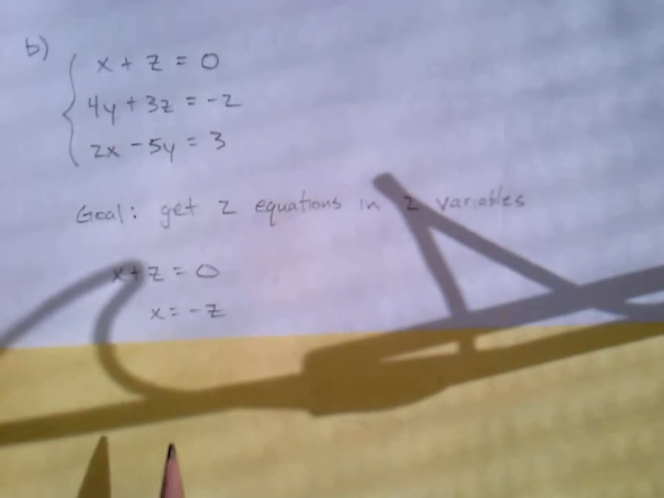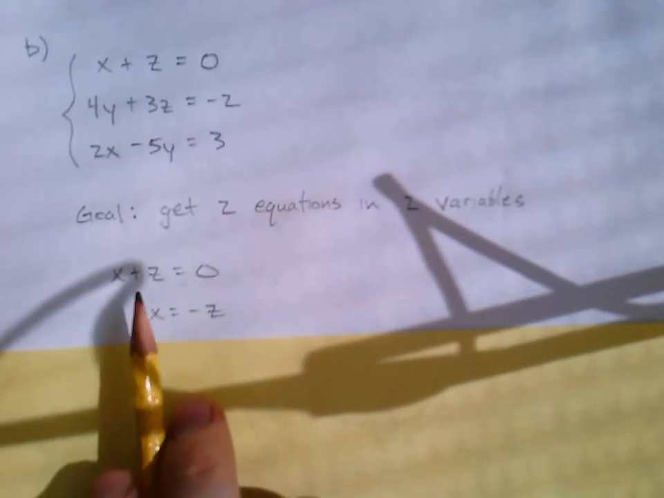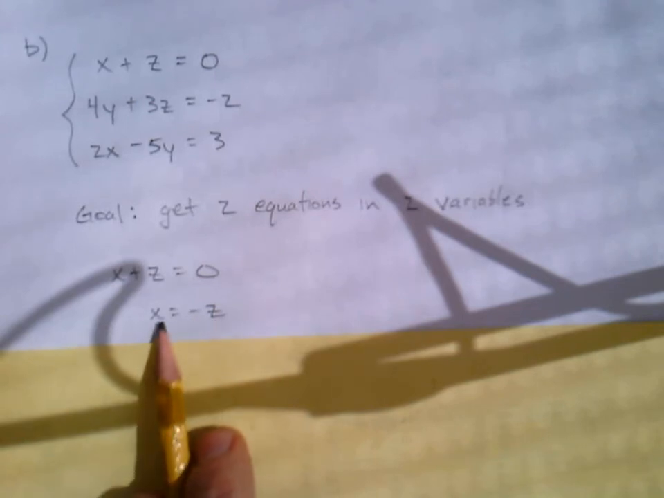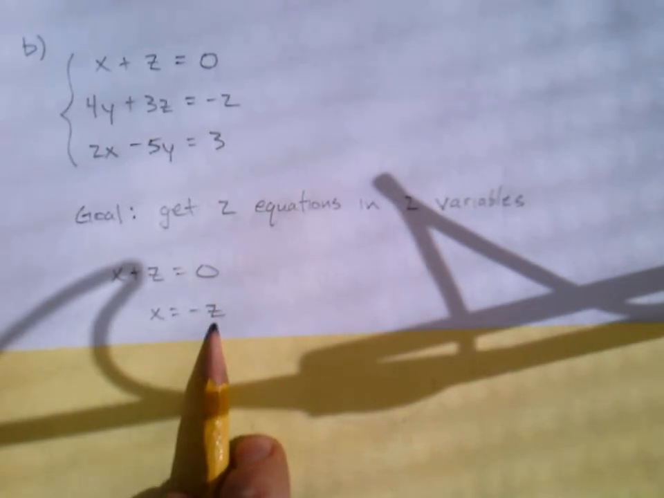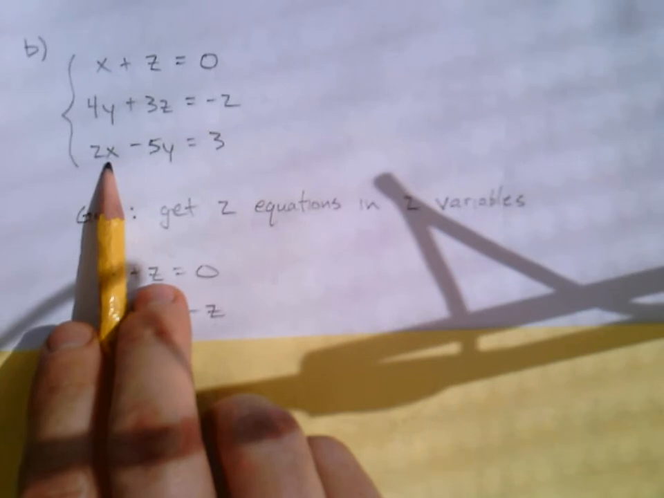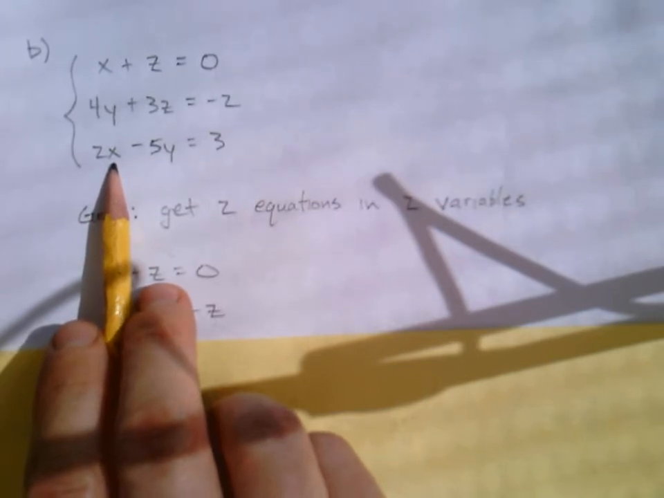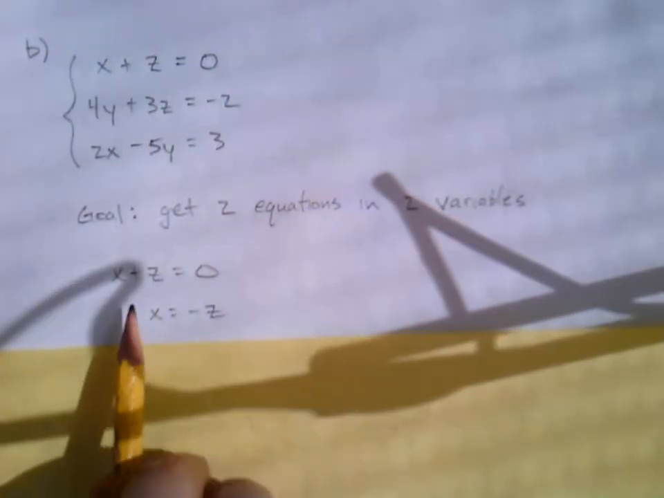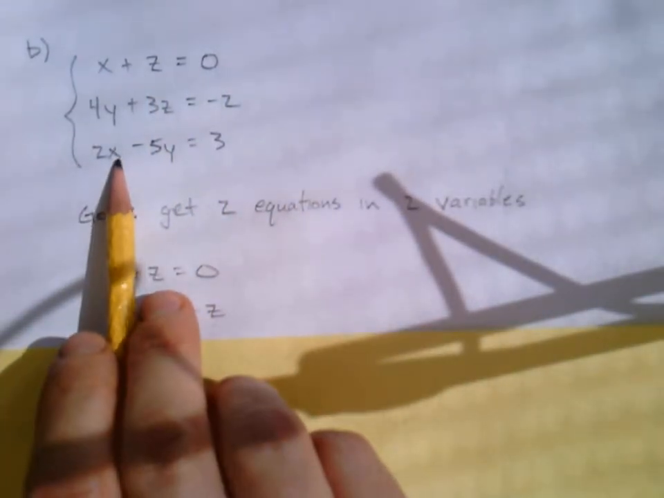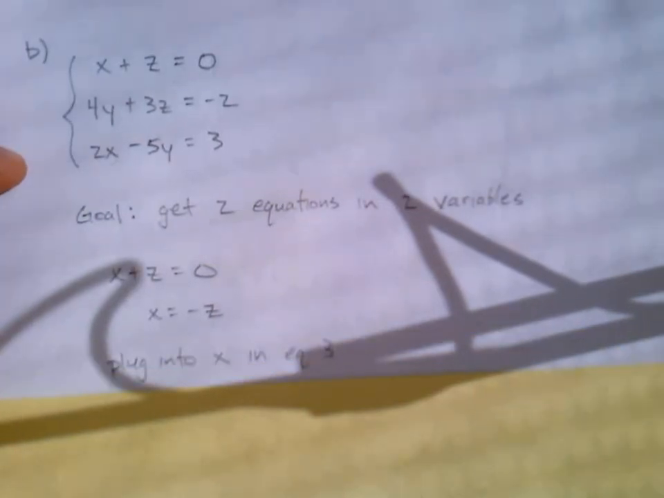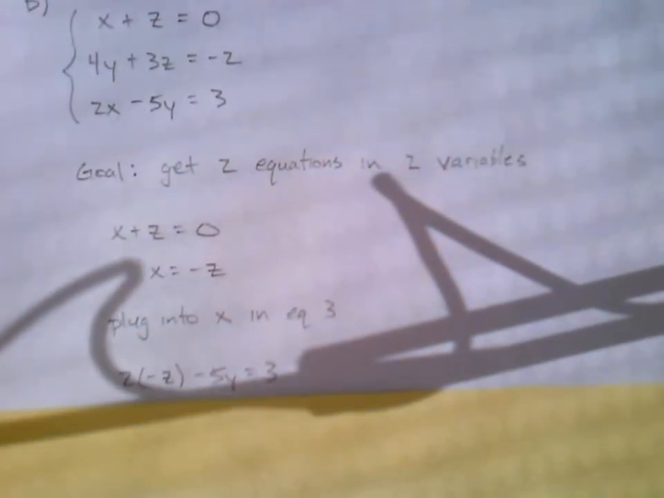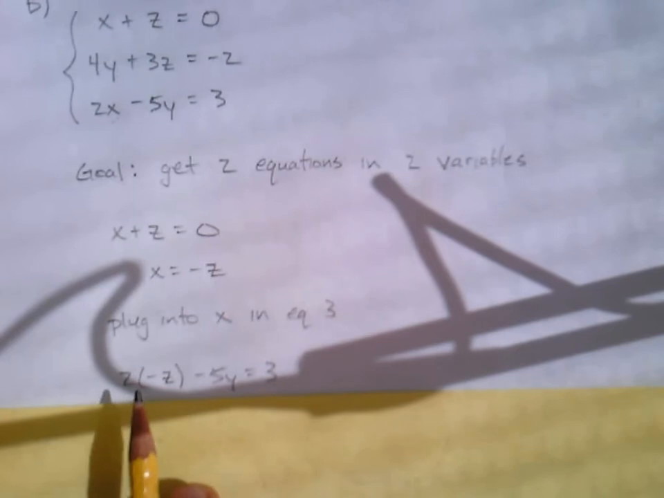Well, how is this helpful if I isolate x in that equation? I can now take the fact that x equals negative z, and I can plug negative z into the x in that third equation, the other equation that has x. So I use this equation that has x, and then I plug that into the other equation with x, equation 3. What's that going to do for me? Well, just follow along and it'll be clear.